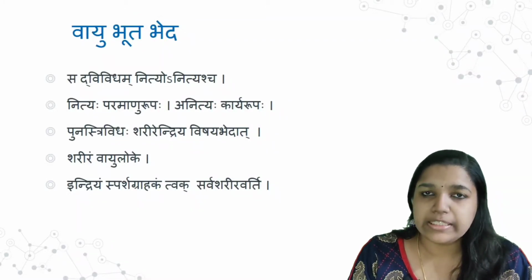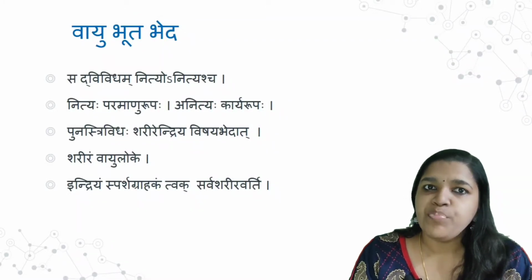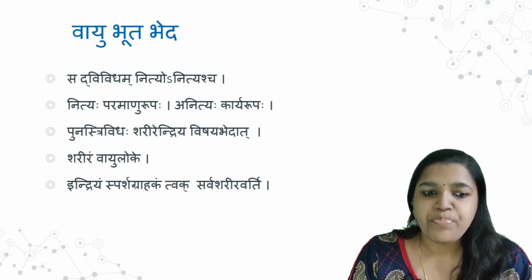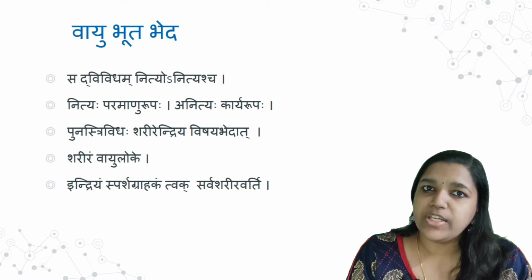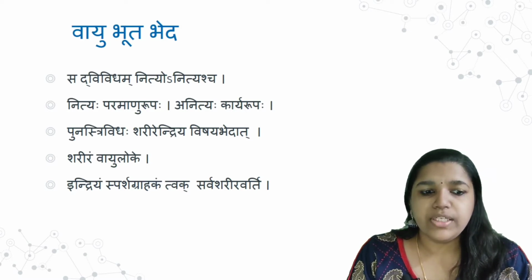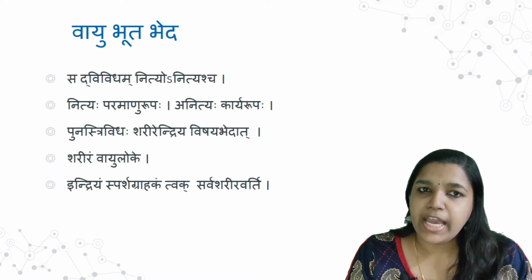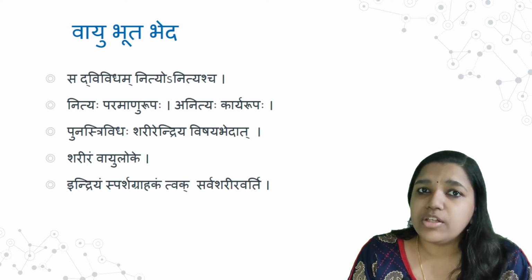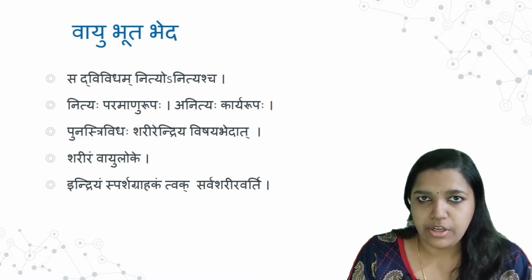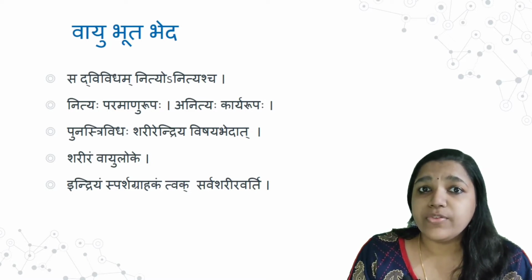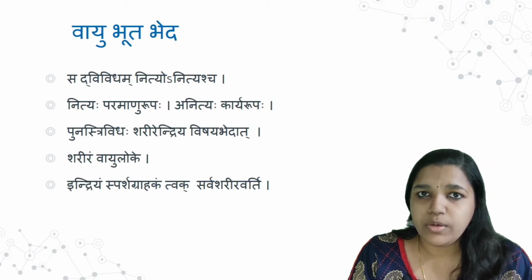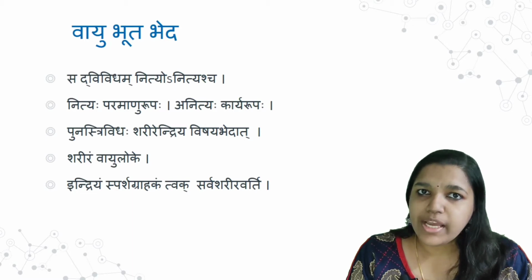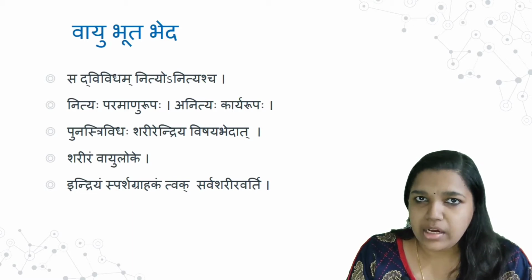Vayu Bhuta Bheda, the classification of Vayu Mahabhuta, the same as other Mahabhutas like Prithvi, Ap, Teja and Jala. It is also classified into two types, that is Nitya and Anitya. So, Dvividham, Nityo Anityascha, and Nitya is considered to be the Paramanu Rupa, that is the Tanmatra Avastha, and Anitya is Karya Rupa. The Karya Rupa, or when the substances are being produced or Dravya is being produced predominant of Vayu Bhuta, that becomes Anitya. So, Nitya is Paramanu Rupa and Anitya is Karya Rupa.